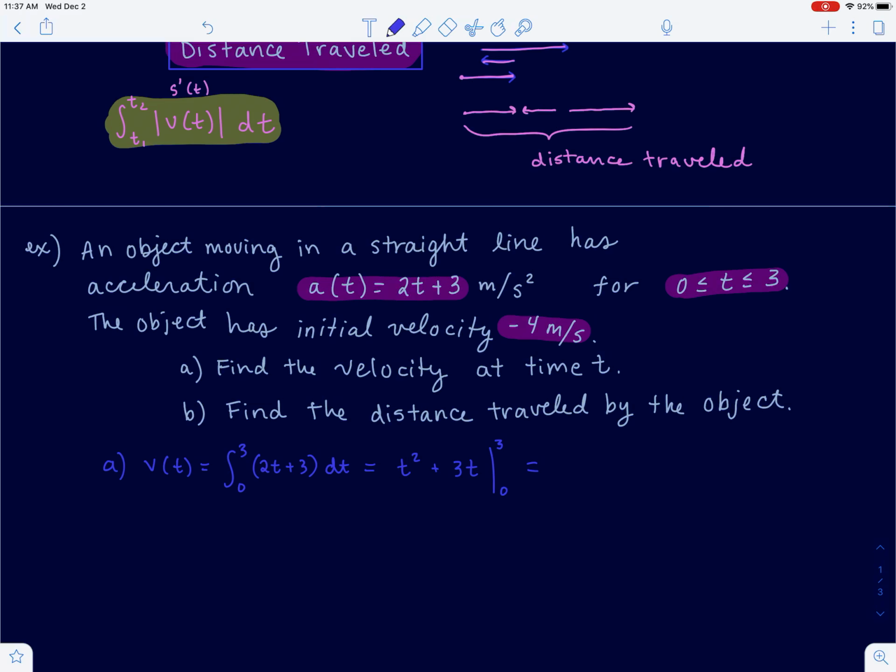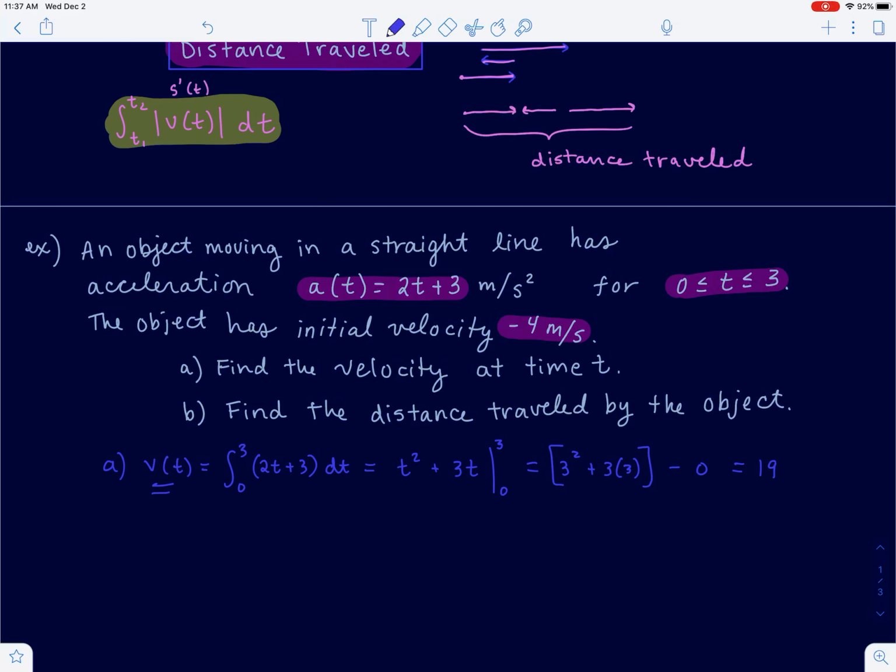And then when I plug in the 3, I'm going to have 3 squared plus 3 times 3. And then when I plug in the 0, I'm just going to get 0. So I get 9 plus 9, which is 18.